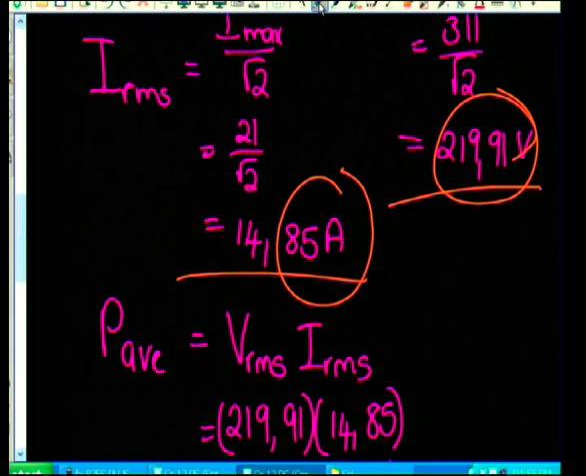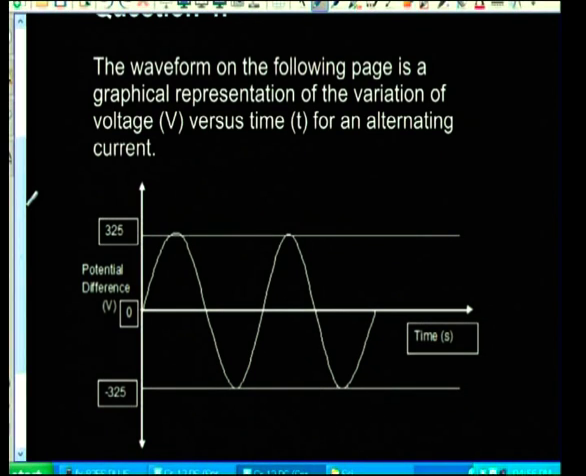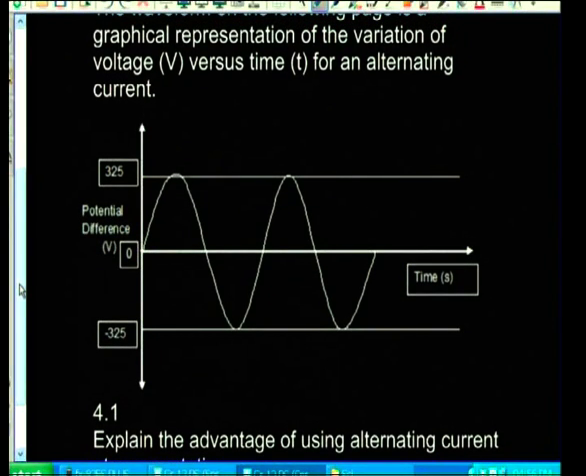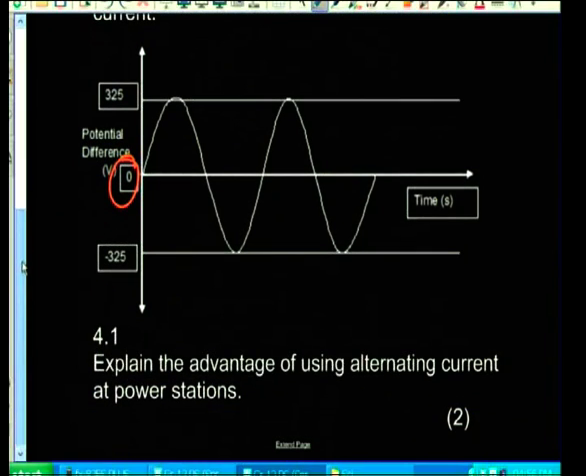Okay, last few minutes. Let's get into the last question. Here we go. The waveform on the following page is a graphical representation of the variation of voltage versus time for an alternating current. Now it's on the same page, so it doesn't matter. Here we go. Let's see what they've given us. They've got minus 325 maximum, that's time. There we have 0. Brilliant.